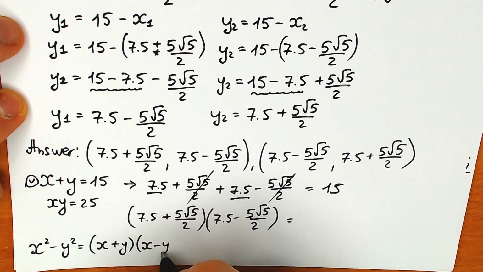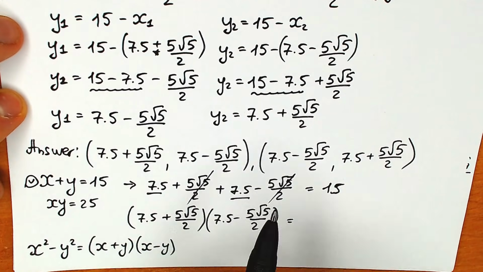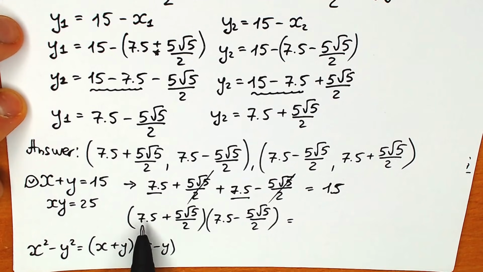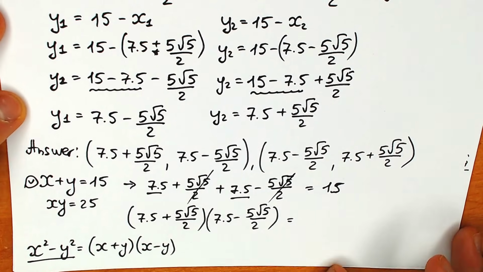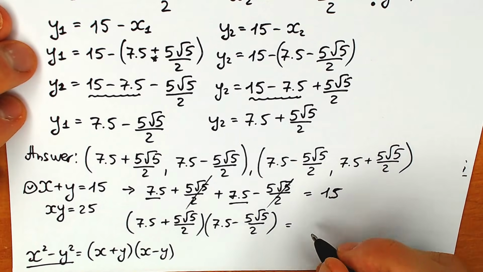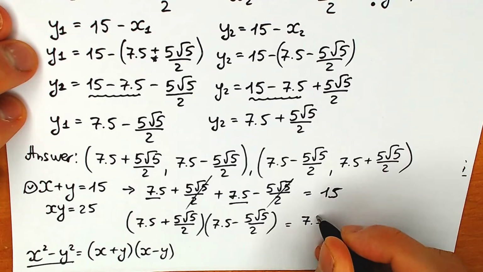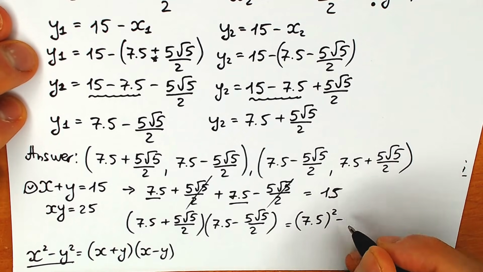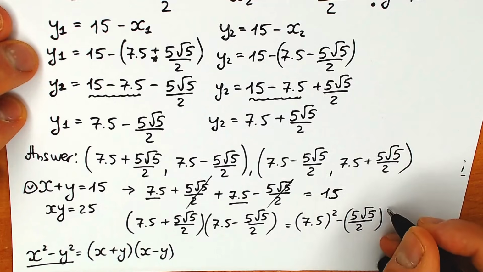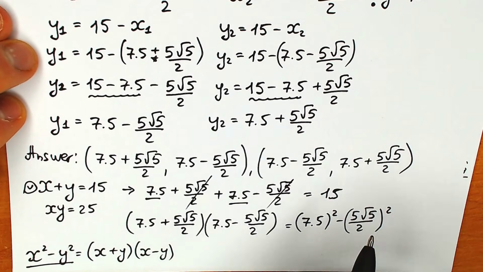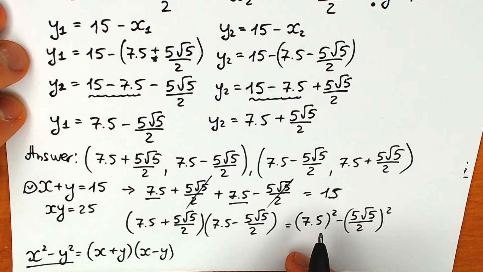And right now, let's look closely at what we have in our question. For example, this is our x, this is our y. So we have x plus y and x minus y. So this is our difference of squares. Okay, and right now, let's apply it. So this difference of squares: 7.5 squared minus (5 square root of 5 over 2) also to the second power.